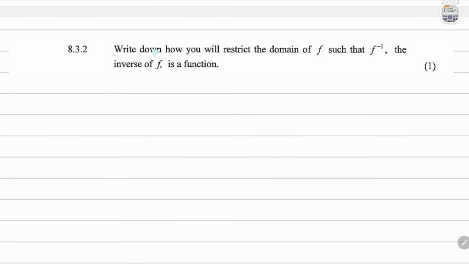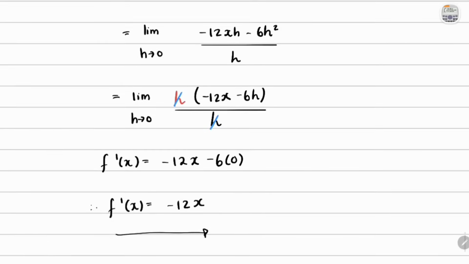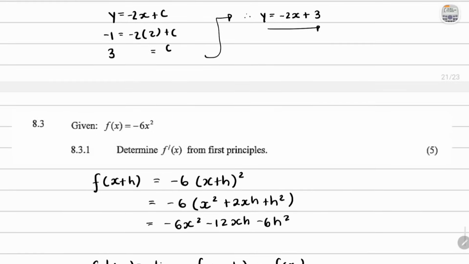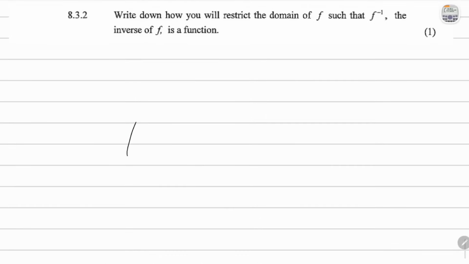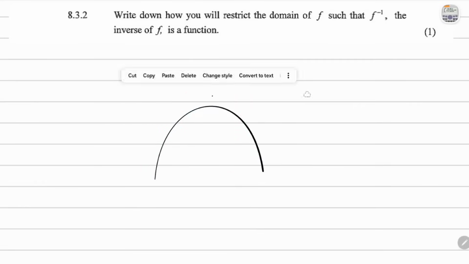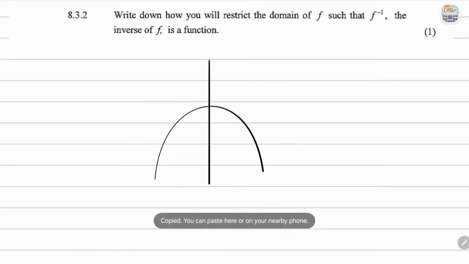Question 8.3.2 says, write down how you will restrict the domain of f such that the inverse of f is a function. Okay, so remember that f is a parabola. It is negative x squared. So it looks something like this. For you to restrict it so that its inverse is a function, you'd have to understand what the inverse would look like. So this function looks like this. Its inverse, because it is sloping downwards, looking at it from the y-axis, you see that it is facing more towards the negative part of the y-axis. What the inverse will end up looking like would be something like this.